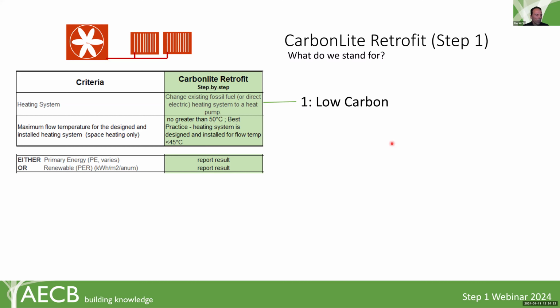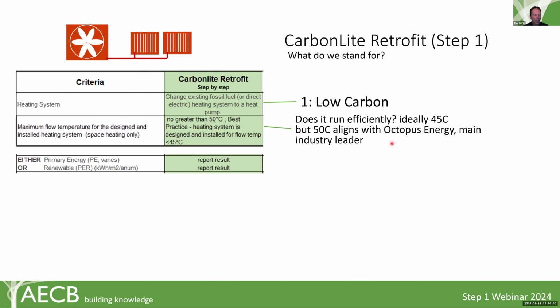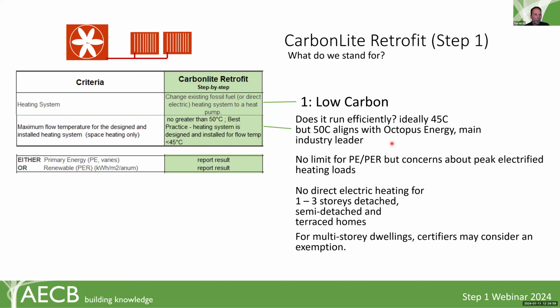But another part of that is that you have to also make sure that that heat pump is installed efficiently, and that means it has to be either less than 50 degrees C, that aligns with Octopus Energy, or ideally less than 45 degrees C for the flow temperature. And another part of that is the primary energy for the house. Sorry, there's no limit for the primary energy, but we are a little bit concerned about the primary energy anyway.